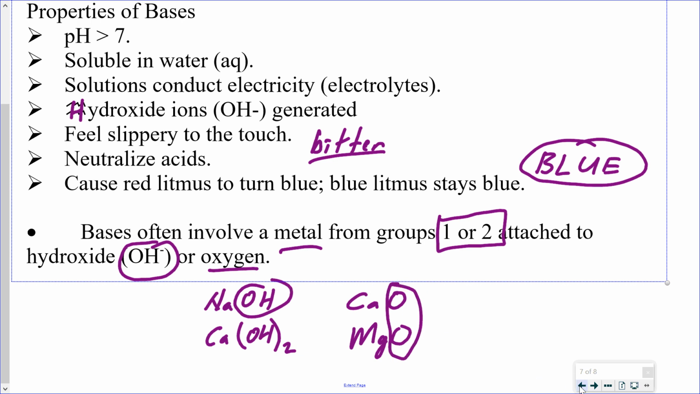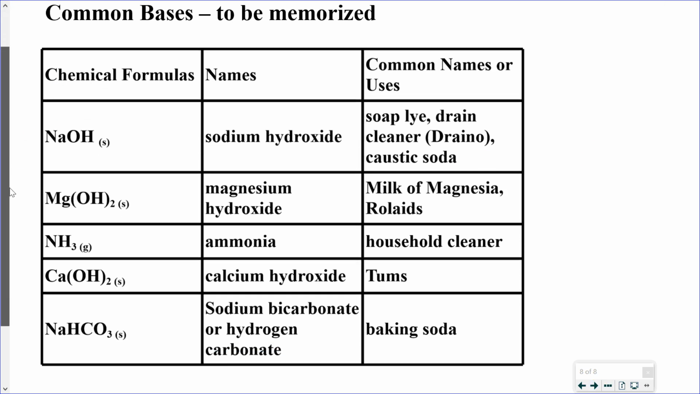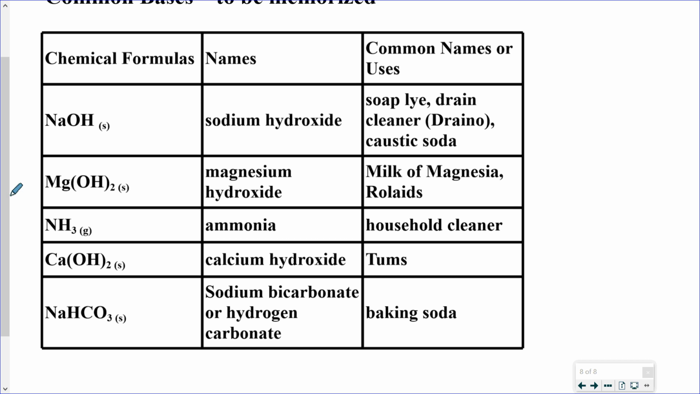That is most of them, and when we name them, they are just named as ionic compounds. So again, it's sodium hydroxide, calcium hydroxide, calcium oxide, magnesium oxide. They're just named as the ionic compounds. There are one or two exceptions, so I give you a table here that shows a bunch of those same ones, and it also gives you some common names and common uses associated with them.